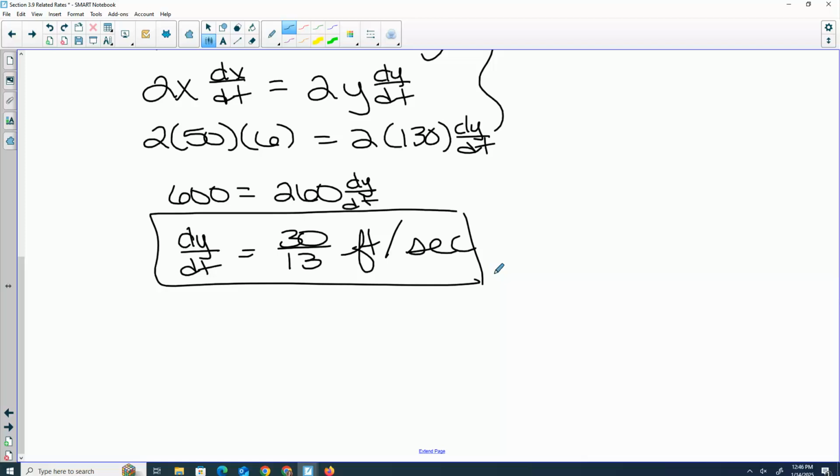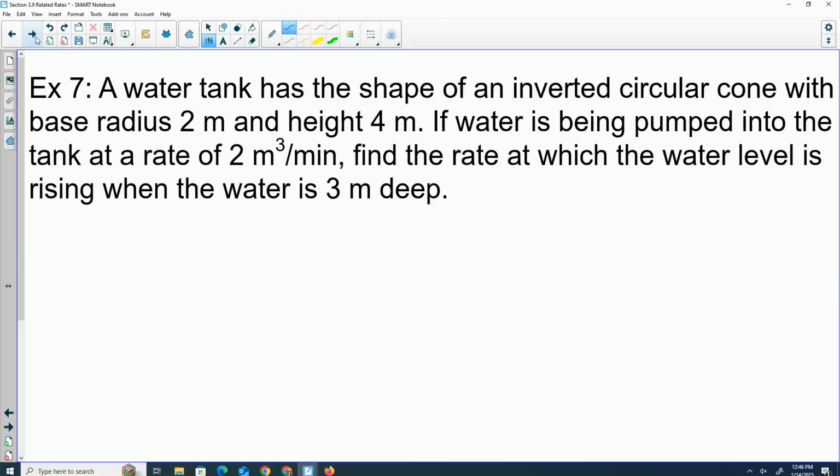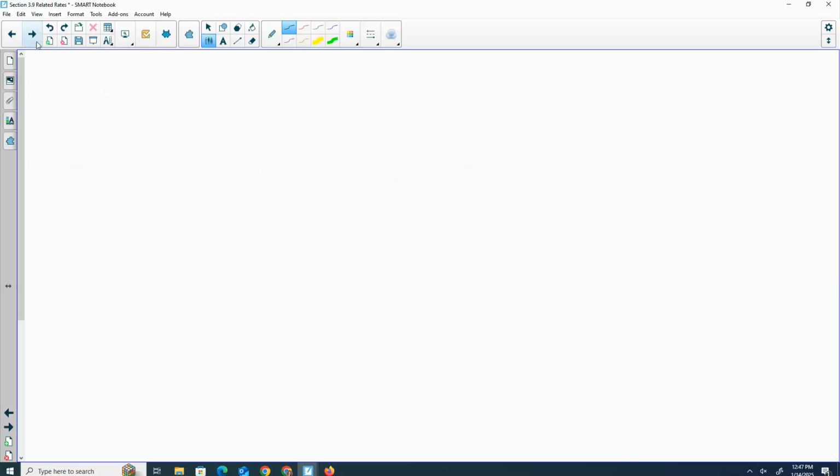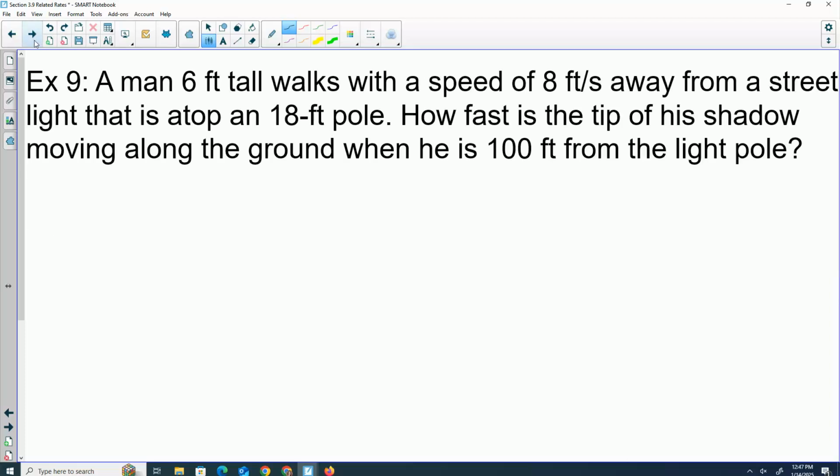On to example 7, this one with this water tank. Cylindrical cone. Yeah, I might do these out of order. I think I might save this one for tomorrow and do example 9 today. So tomorrow we'll do 7, 8, and 10.